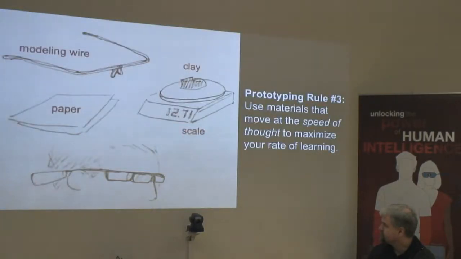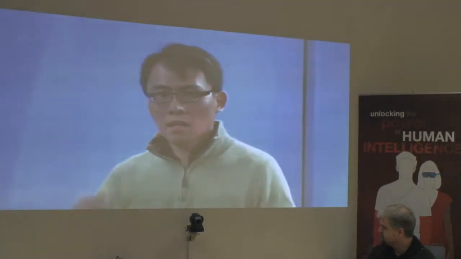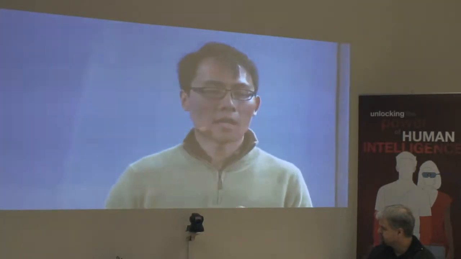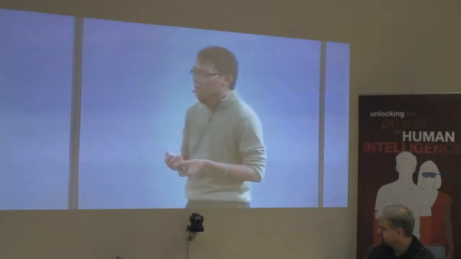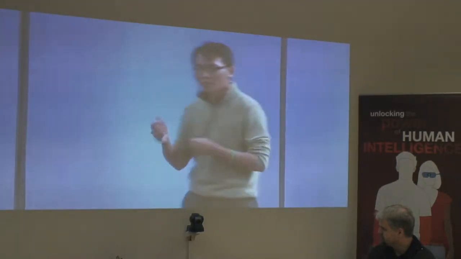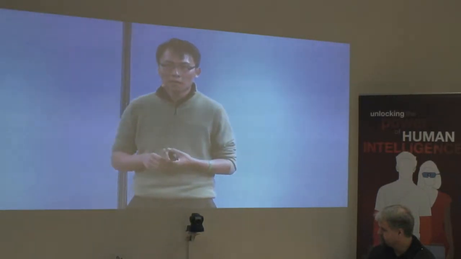The answer is really basic materials. Modeling wire, paper, clay, and using something like this I was able to make something that looked like a pair of glasses really quickly. I cut out pieces of clay that weighed exactly the same amount as the electronic components that we were talking about putting on the device. Wrapped it in paper so you didn't get clay on your face, and then taped it to the modeling wire in various places to experiment with how a pair of glasses could fit on you.